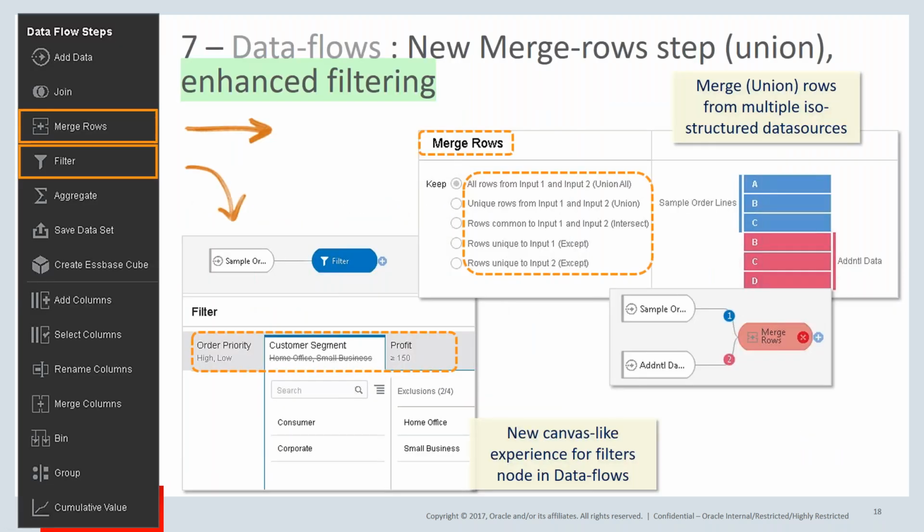The data flow area has some very significant enhancements. There are many different new data steps, merge rows and filter, for instance. I'll show some of them in here. There's also some enhanced filtering, the ability to union things together, and we'll show some of this.